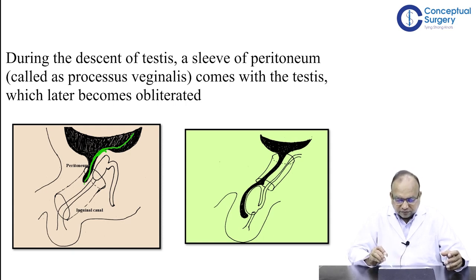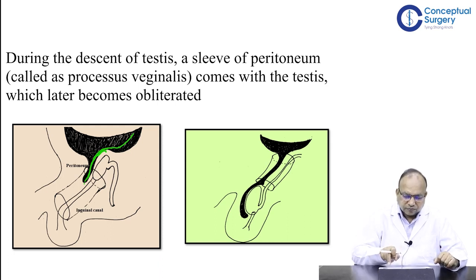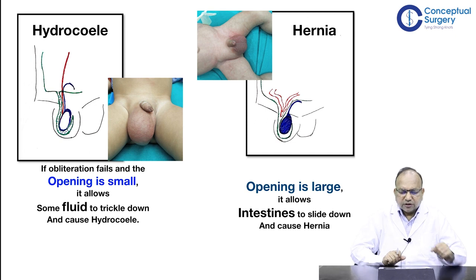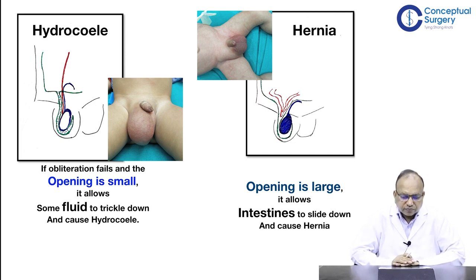And then this sleeve gradually accompanies the testis all the way down to the scrotum, and then it obliterates. So, there is no lumen left in the processus vaginalis. With time, it just obliterates, and that's how the descent of the testis occurs. Now, what happens in hydroceles and hernias? In a hydrocele, the processus vaginalis has not obliterated completely.